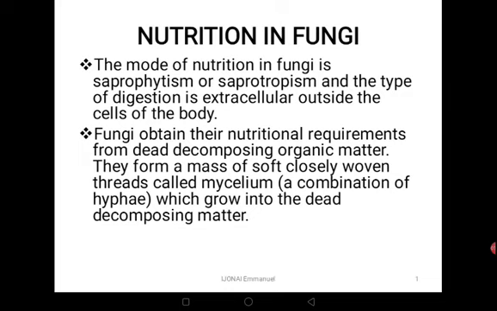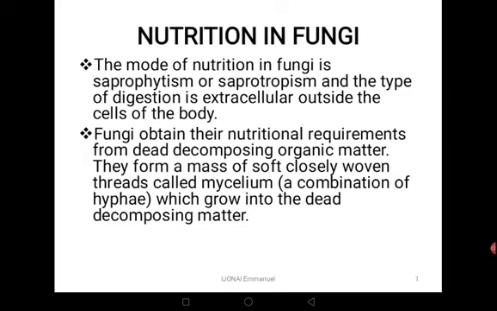So in fungi, the mode of nutrition is called saprophytism. In some books, we call it saprotropism. It just means the same. And the type of digestion that they employ is extracellular digestion, where digestion takes place outside the cells. So what is the mode of nutrition? It is saprophytism, and then the type of digestion is extracellular.